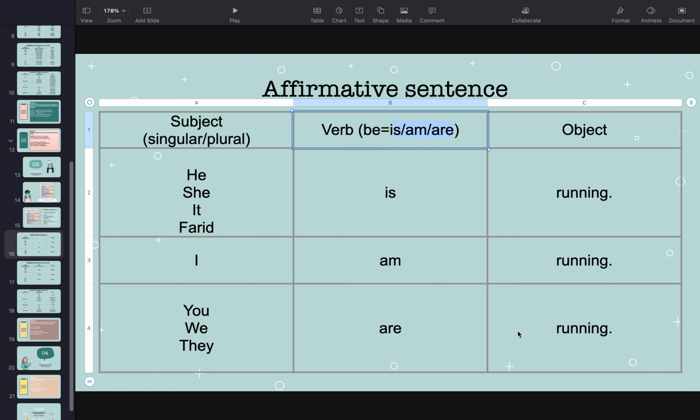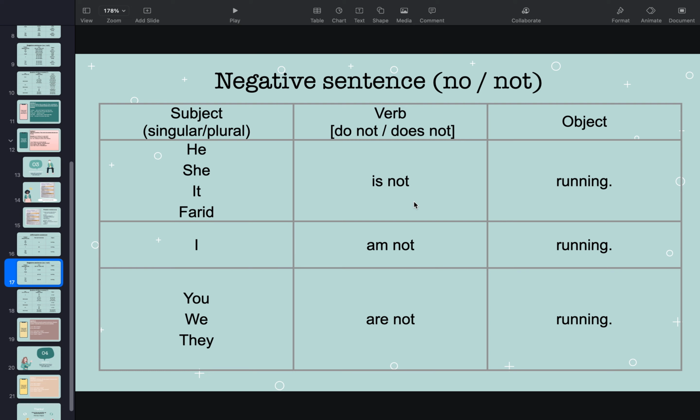Okay, next. The negative sentence. Okay, kalau dia tak buat benda tu, if you want to deny the fact that he or she is doing that, if you want to say that he or she is not doing that, so you use the same verb, but just add the word not next to it, after it. Okay, tambah je perkataan not lepas tu. Kalau nak cakap, he is not running, he's sleeping. Dia tak berlari pun. Dia tengah tidur.